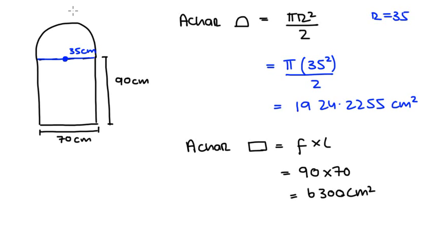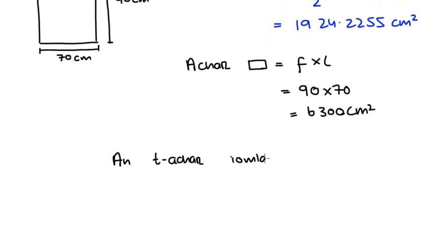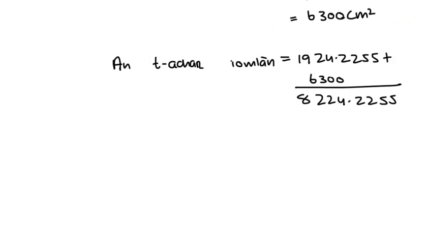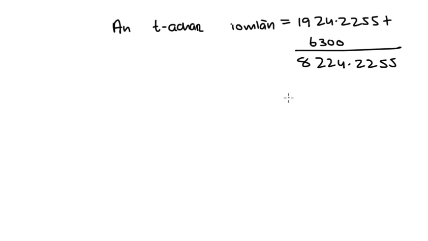So the last step then is to just find the total area. So we just find the sum of 1924.2255 plus 6,300. So we get 8224.2255. So again, at the end of the question, we need to go back and check and see if we need to round. So in this question we do. We need to round to the nearest whole centimetre. So that's going to give us 8224. And again, our units were given centimetres, so the area is going to be centimetres squared.